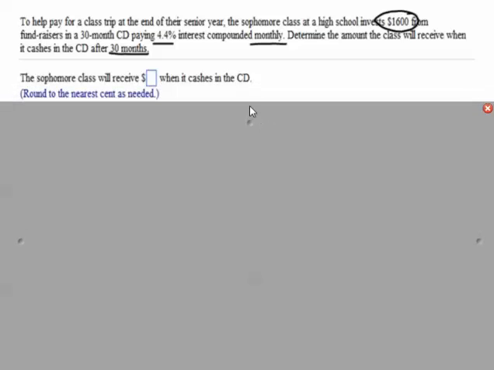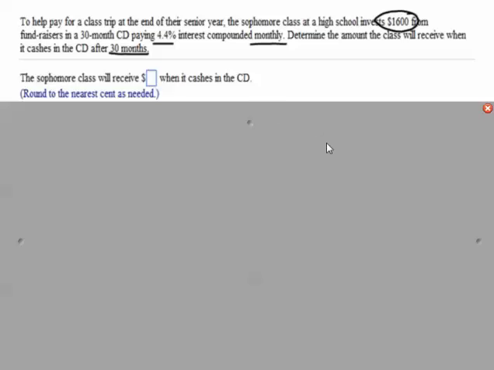Which means at the end of each month, interest was earned on their CD. So they invested it at the end of their sophomore year, and then hopefully by the end of their senior year, they would have more funds for their senior class trip. Determine the amount the class will receive when it cashes in the CD after 30 months. So that deals with time, the 30 months. 4.4% is the interest rate expressed as a percent, and we know the principal is $1,600 that they are going to invest. So the sophomore class will receive how much money when it cashes in the CD?